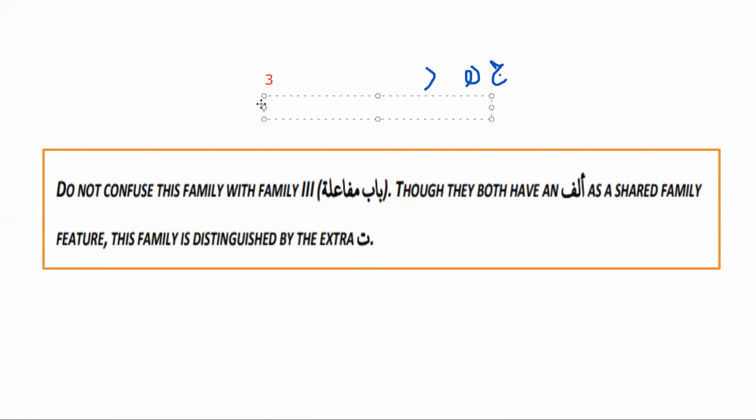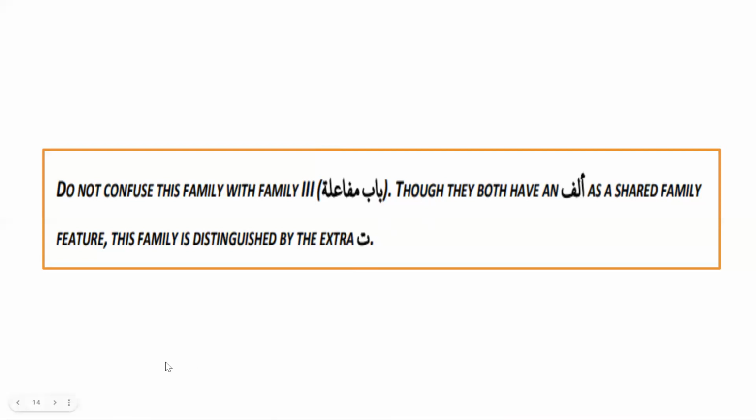But in family 6, it won't be jahada. It would be tajahada yatajahadu. Tajahada yatajahadu tajahudan fahuwa mutajahidun. So if you put the same root letters in family 6, you add alif as well as ta in the beginning and alif between fa and ain kalma. This is important because both families have an extra alif, so sometimes we may confuse the two.